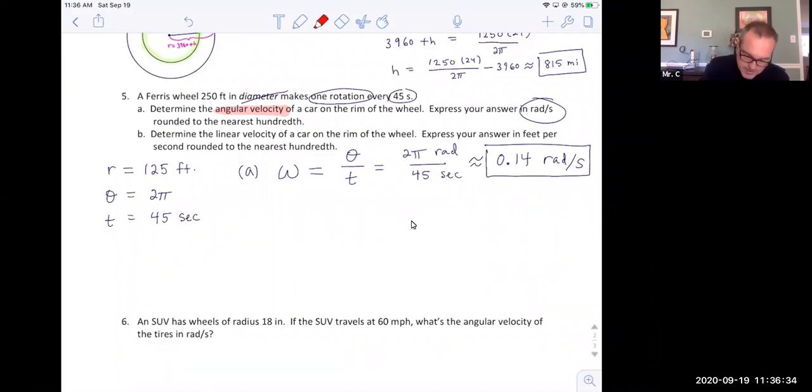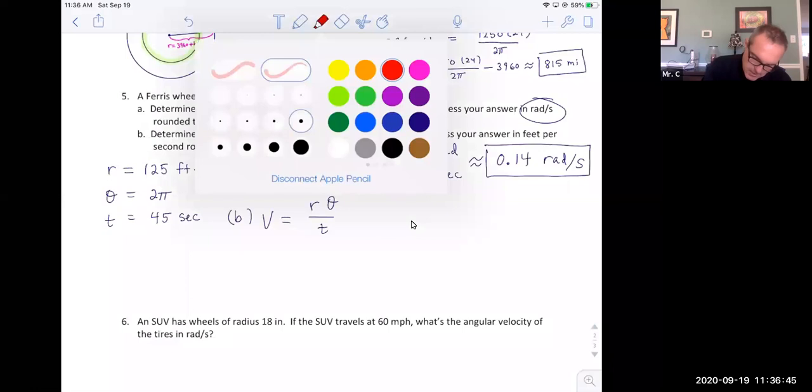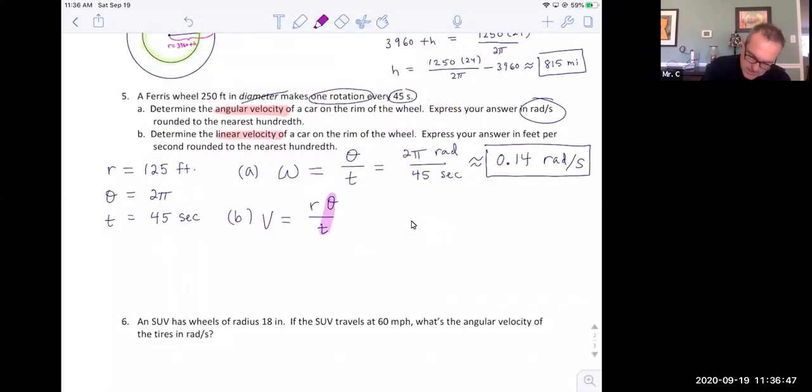And then part B said, get the linear velocity. Of course, for linear velocity, we know the formula is r theta over t. But guess what? This theta over t is the same as omega. It's what we just found. So we can just rewrite that as r omega. We could save a step.